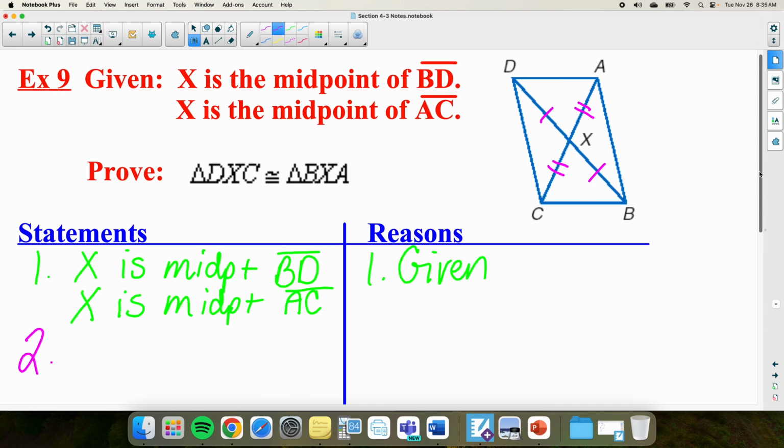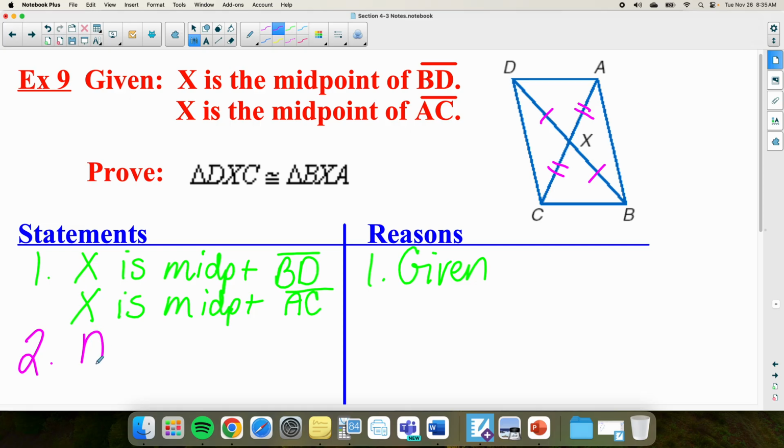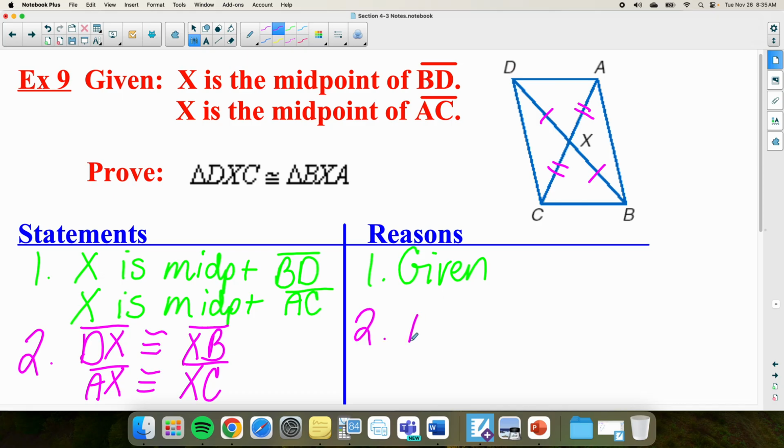If that's the midpoint, we can say DX, segment DX, is congruent to segment XB. And then segment AX is congruent to segment XC. And whenever you have a midpoint, that means you're gonna do midpoint theorem. Okay?